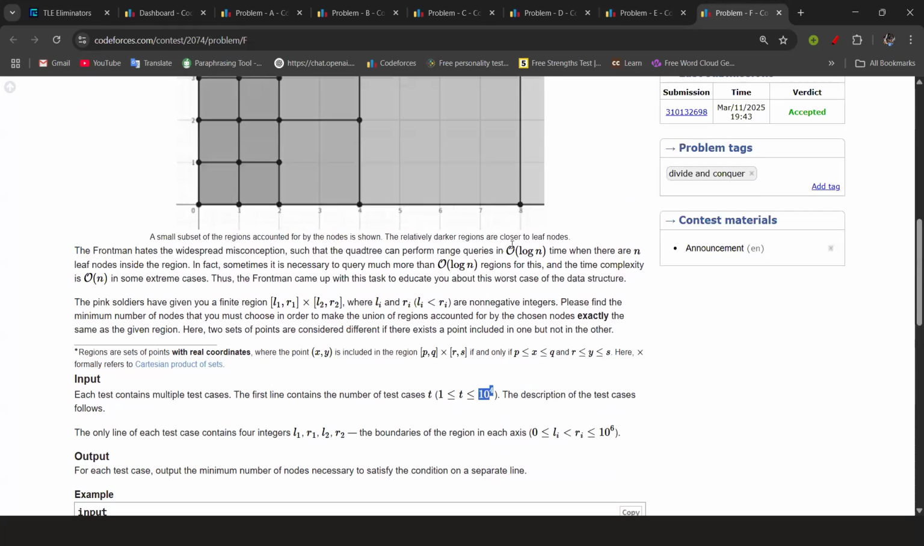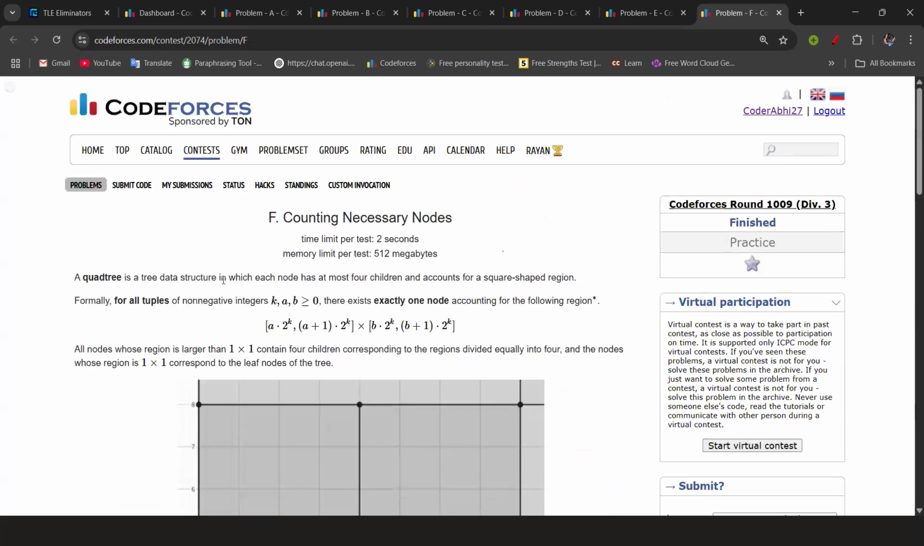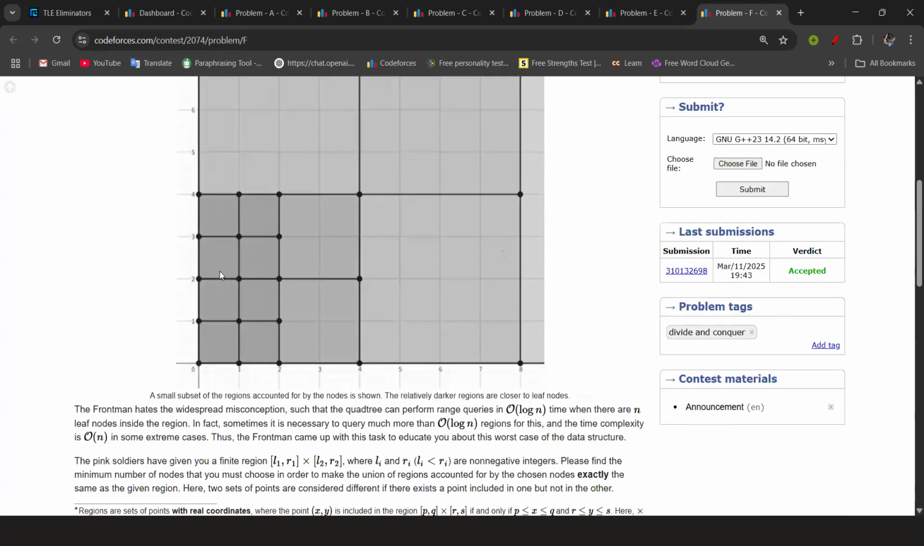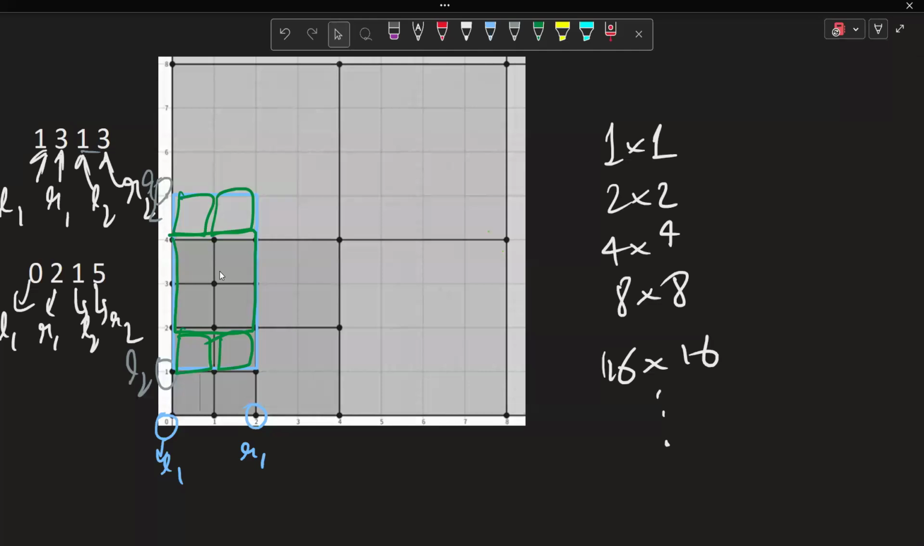It was given something about log n time, this tree, quad tree data structure, but you can just ignore this. What I explained to you, this is the problem. Now you have to solve this. So think about how you can solve this problem.